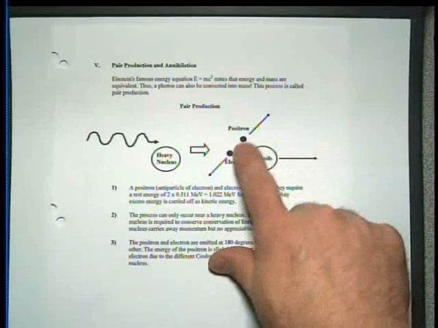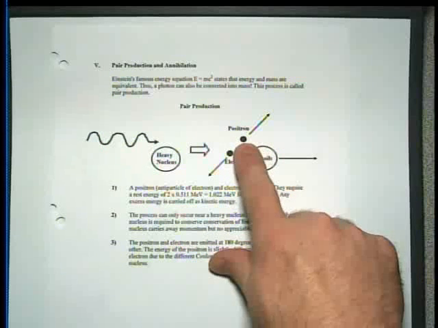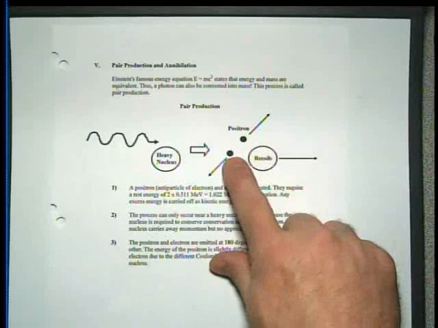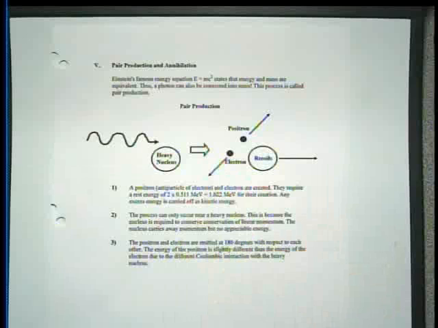That takes a certain amount of energy. It takes 511 keV of energy to create a positron. It takes 511 keV of energy to create an electron. So unless you have 2 times 511, this process cannot occur. So you put that together and you get that that's a little over 1 MeV.